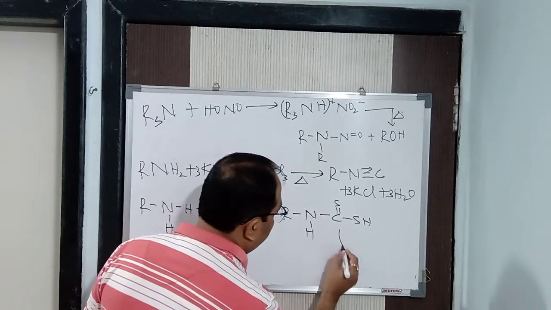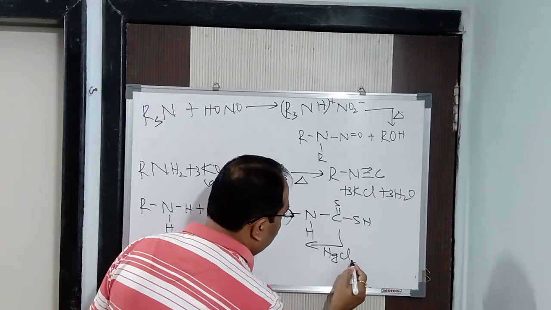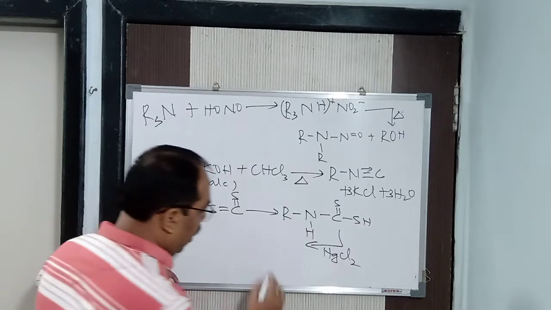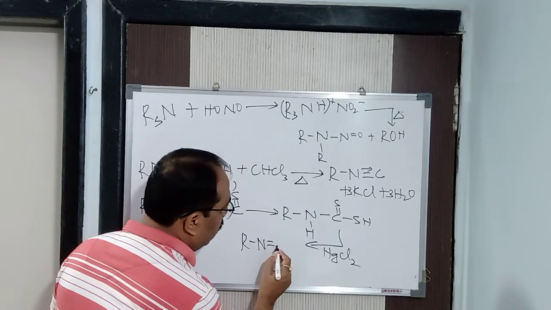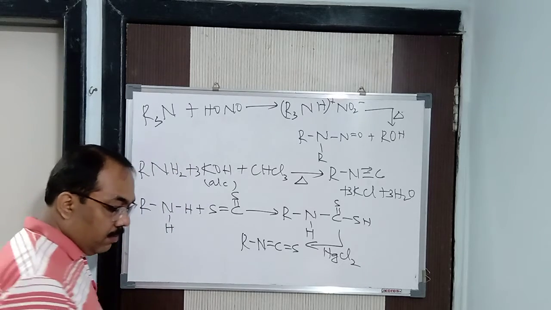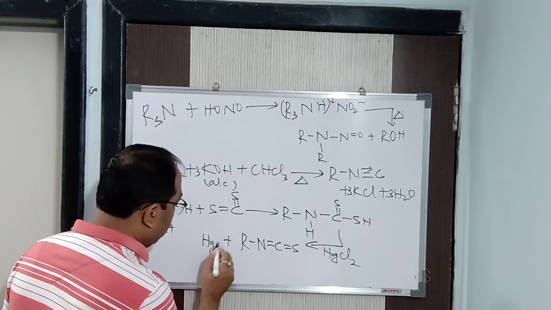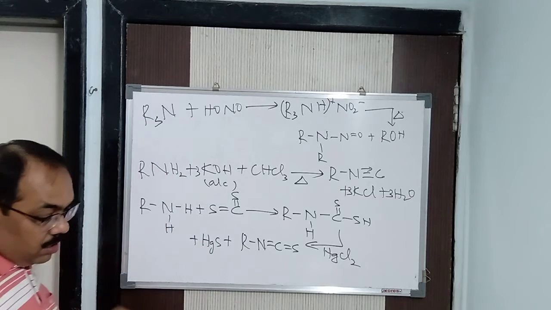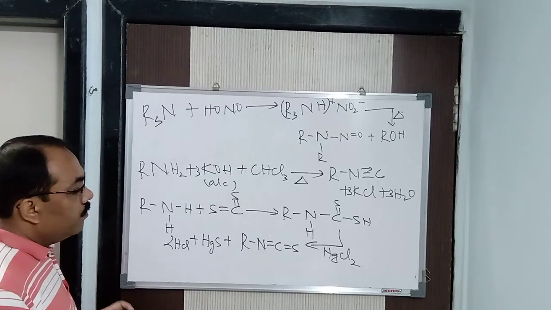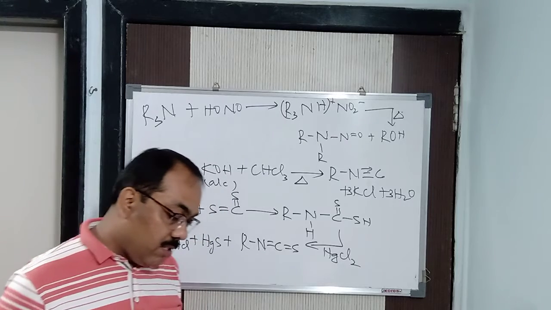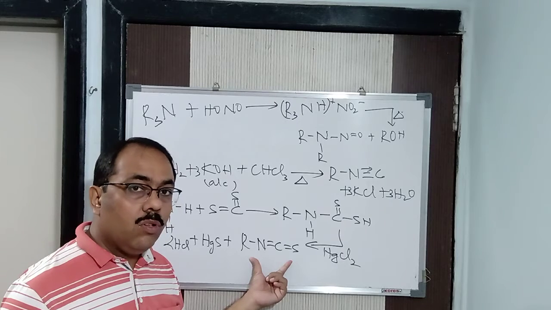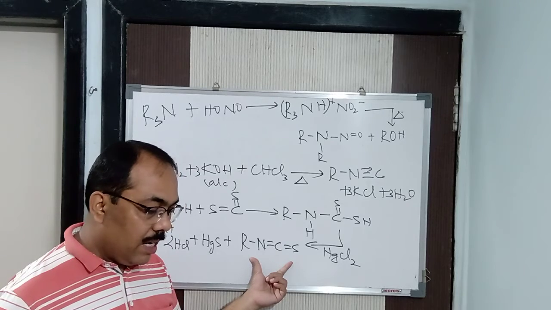Now, this further reacts with mercuric chloride, HgCl2, to form what? R-N double bond C double bond S plus HgS, got it? Plus 2HCl. Clear? So in this way you will be getting the product. Now this is called an alkyl isothiocyanate.